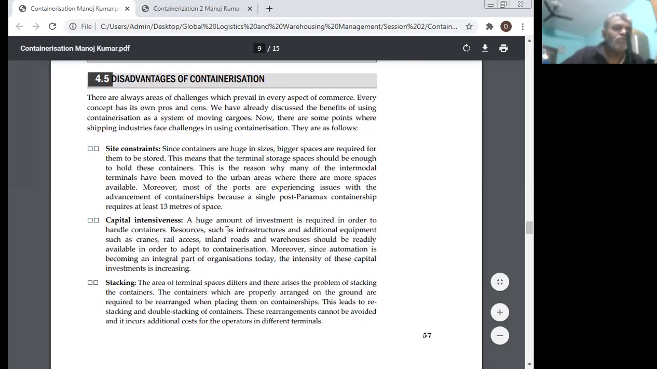Capital intensive: a huge amount of investment is required in order to handle the containers. Resources such as infrastructure and additional equipment such as cranes, railways, inland roads, and warehouses should be readily available in order to adopt containerization. However, since automation is becoming an integral part of organizations today, the intensity of this capital investment is increasing.